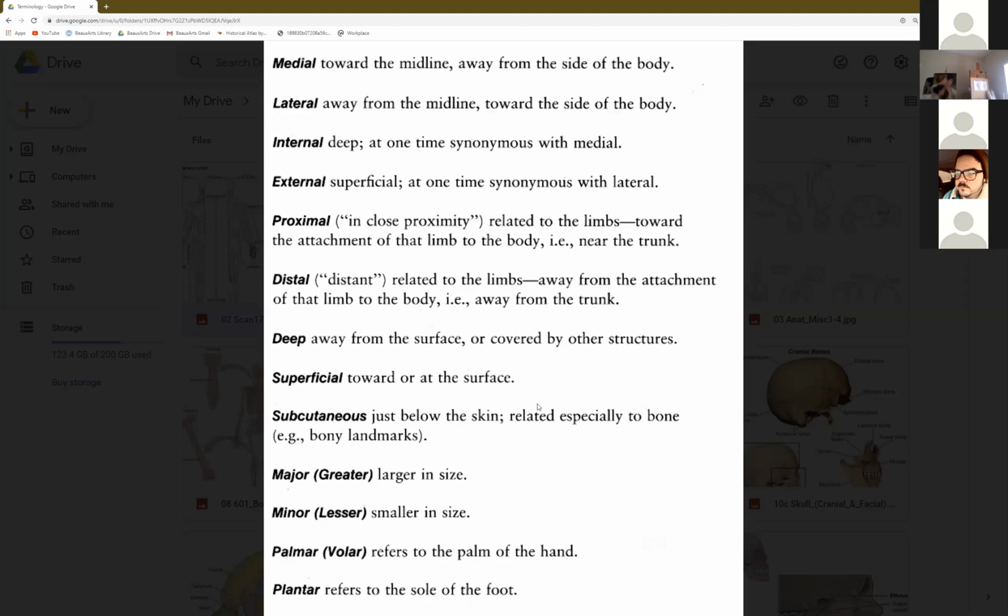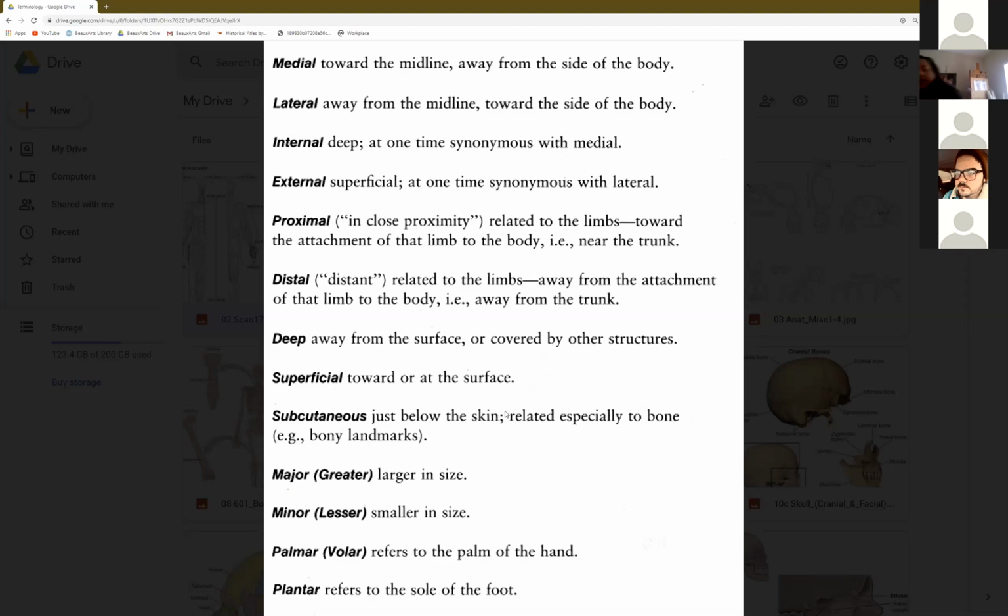Deep, away from the surface or covered by other structures. Superficial, towards the surface. Subcutaneous, you have to say that a few times in your brain, so when you see the word, it feels natural to your mind. Subcutaneous means just below the skin, and sometimes we use that just to reference bony landmarks. So if we say a subcutaneous point or landmark, it's usually referencing some bony landmark that is surfacing to the level of the skin.